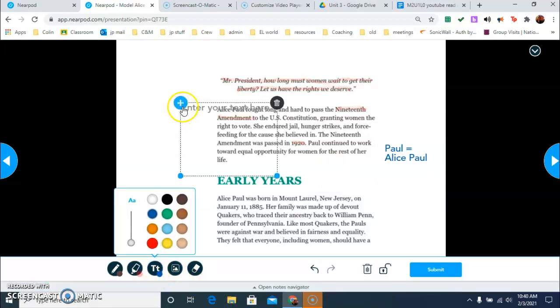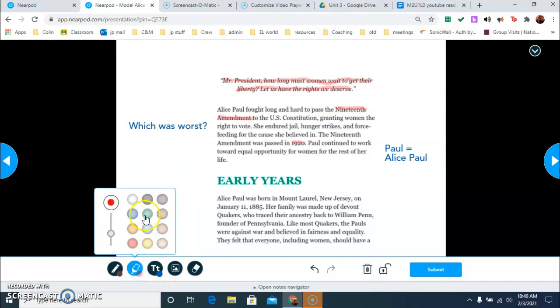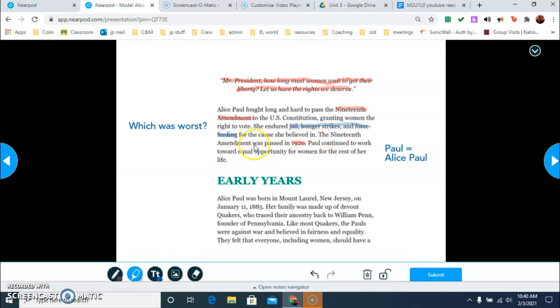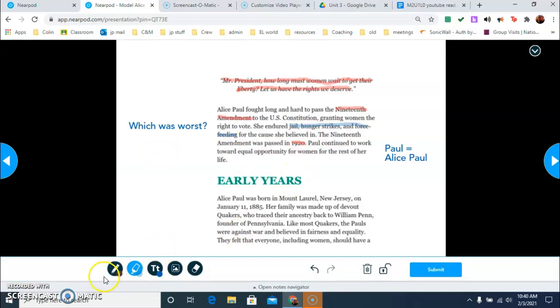We're going to try to ask ourselves questions throughout this. So, for instance, I might ask myself, which was worst of these things that she endured? And sometimes I want to show myself what I'm asking a question about or what I'm talking about, so I can use different color highlighters to draw attention between the text and what I'm asking. Oh, I didn't mean to do that. So there's this button right here that will undo anything I did.